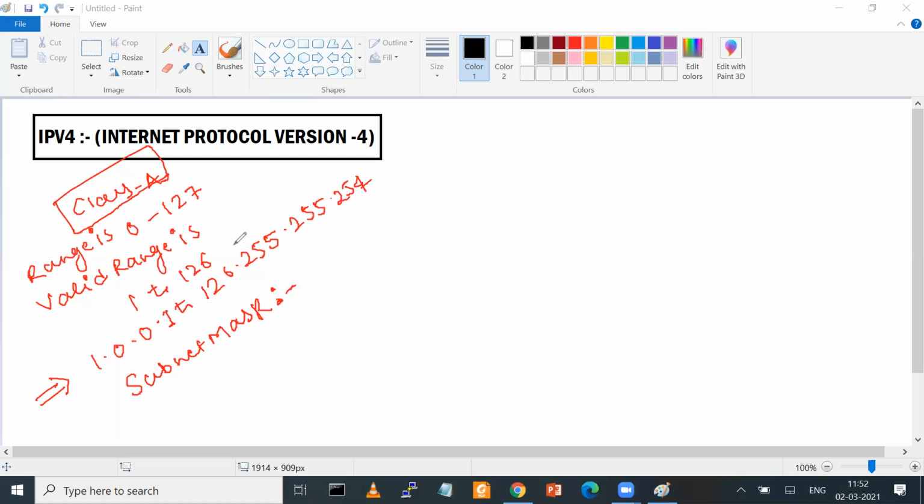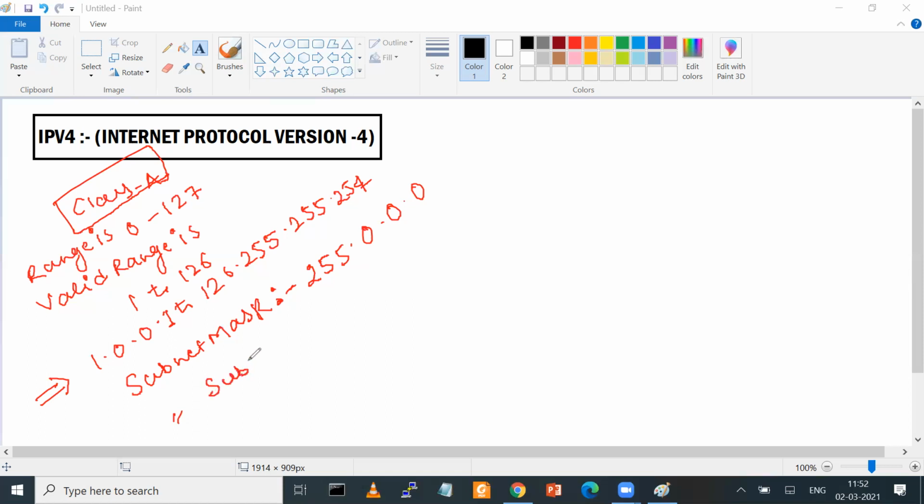हर एक क्लास के साथ सबनेट मास्क भी हम यूज करते हैं. With every class we use a subnet mask. Subnet mask basically looks like this. क्लास ए का सबनेट मास्क मेरा क्या? 255.0.0.0. That's the class A subnet mask.